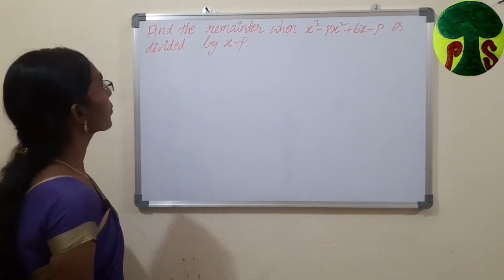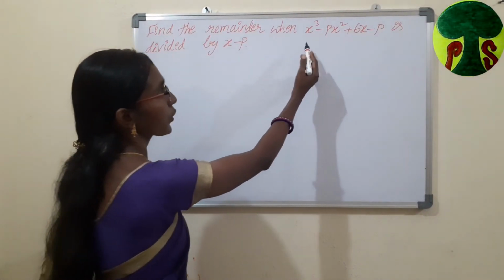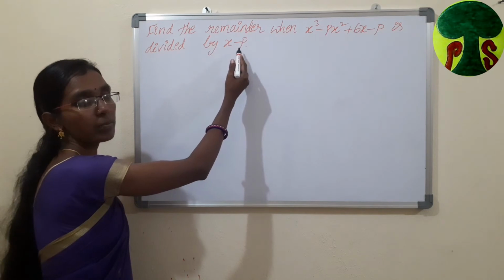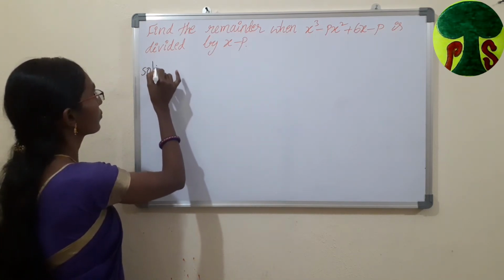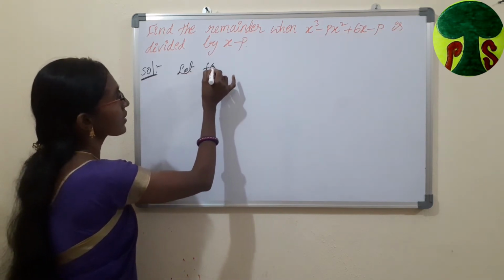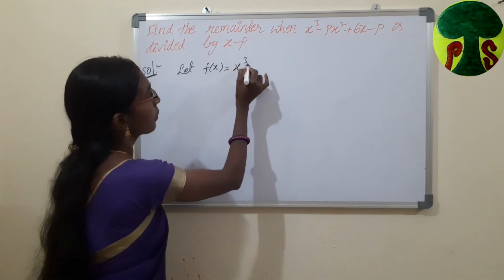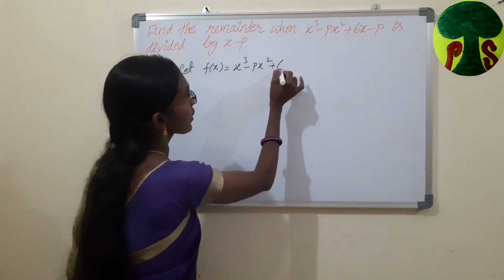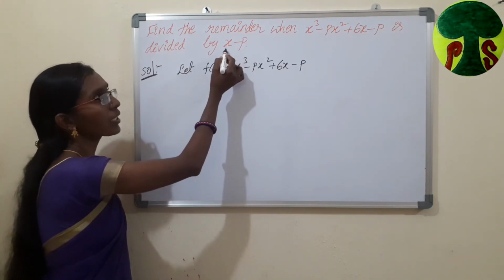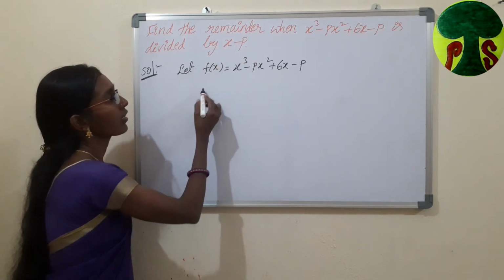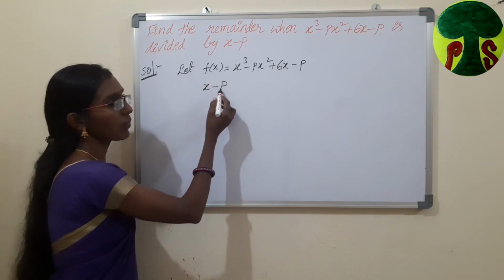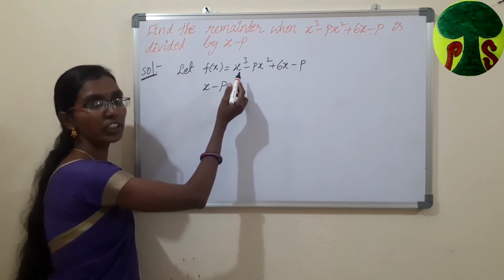Let us consider another problem. Find the remainder when x cube minus px square plus 6x minus p is divided by x minus p. Here is the solution. Let us consider the given polynomial as f of x is equal to x cube minus px square plus 6x minus p. We have to divide this polynomial by the linear polynomial x minus p. We have to divide the polynomial f of x by x minus p. Then we will get the remainder.